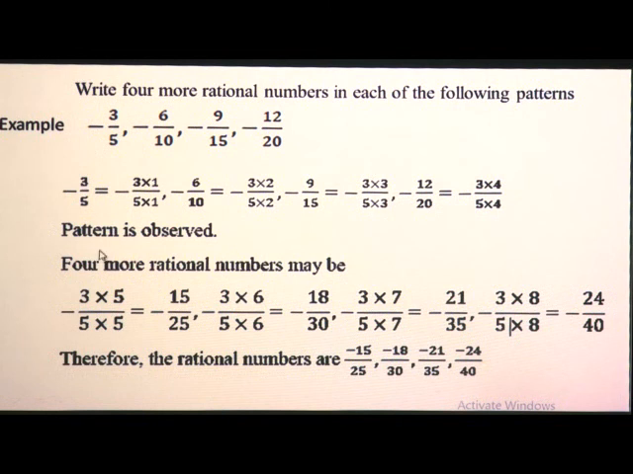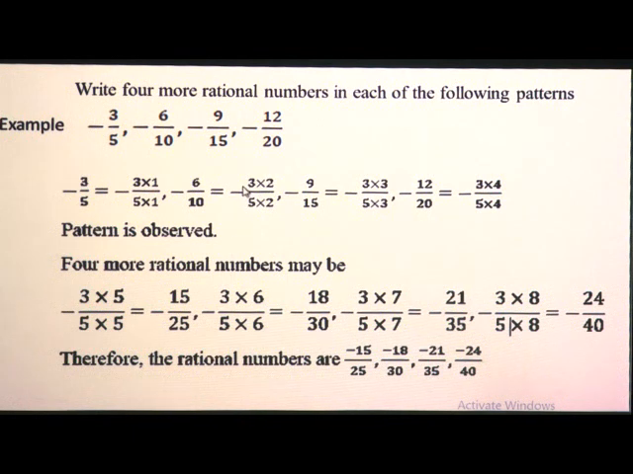Yes, I will explain. Here you have seen that the rational number was multiplied one time by 1, then by 2, then by 3, then by 4. This is the pattern we followed here: whatever number you are multiplying in the numerator, the same number we are multiplying in the denominator also. So, we can say here 3 times 1 is 3, 5 times 1 is 5. So, we get 3 upon 5.